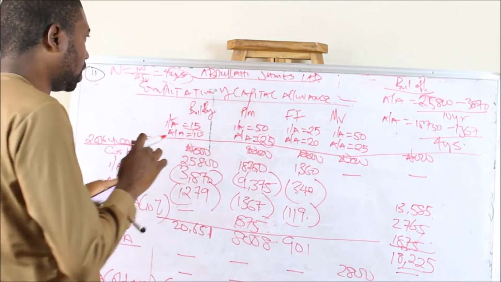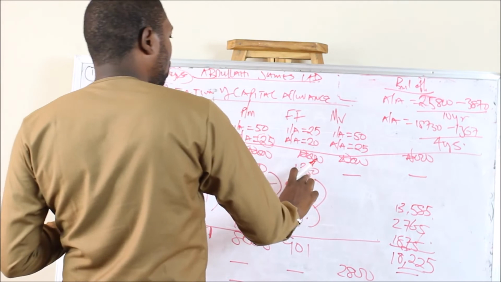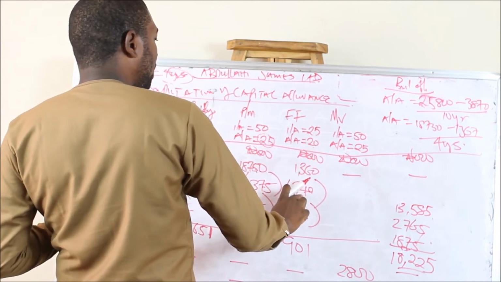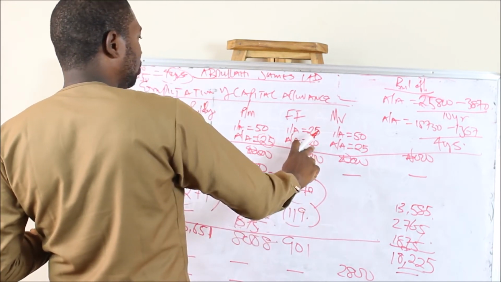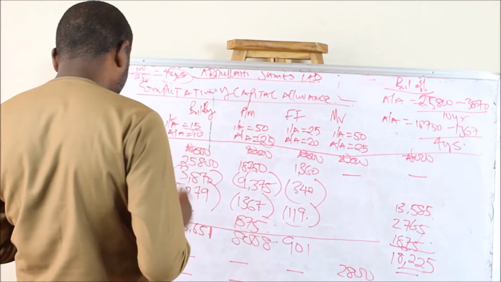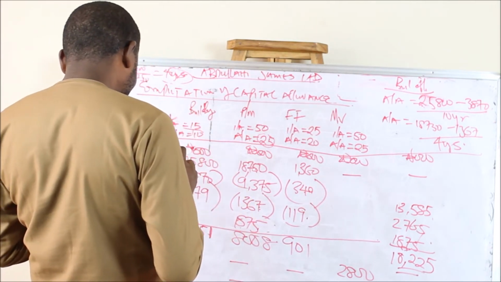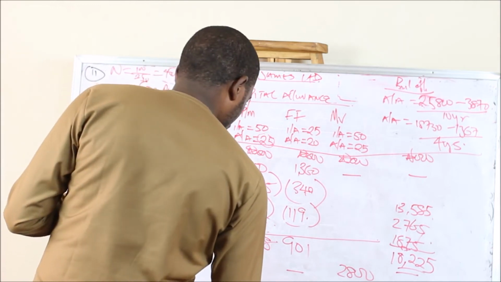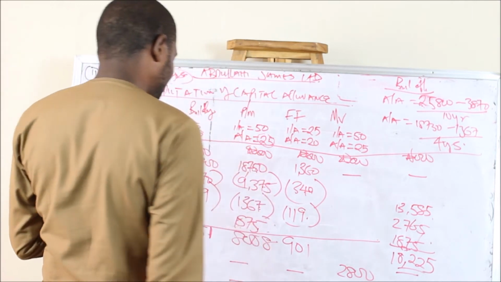Then again, for fitting and furniture, you just say 1,360 minus 340 over how many years? Over 5 years. You get the annual allowance for that. So the annual allowance is going to be 204. So 204 is the annual allowance.